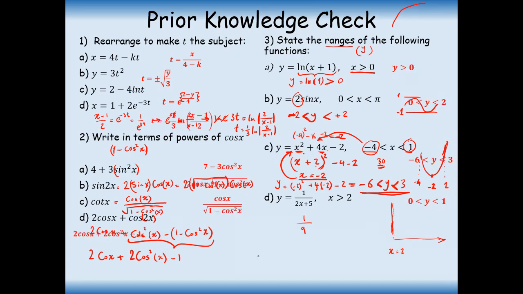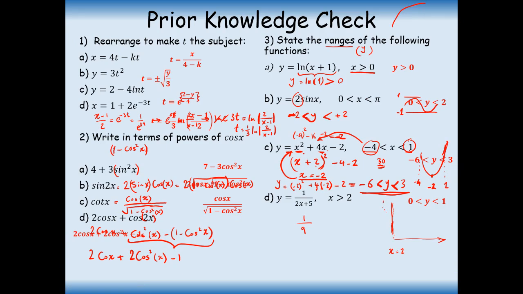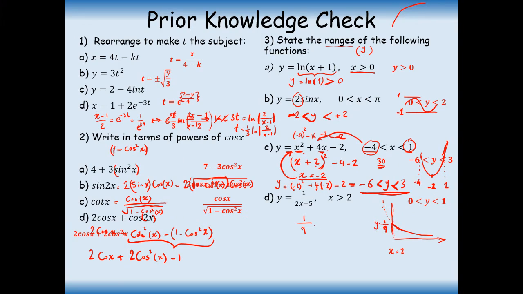So the highest value that y can take is 1/9. So we can discard the values bigger than 1/9, and when we draw the graph, basically 1/9 will be here. The highest value of y will be 1/9, and that means that the y value is always less than 1/9.